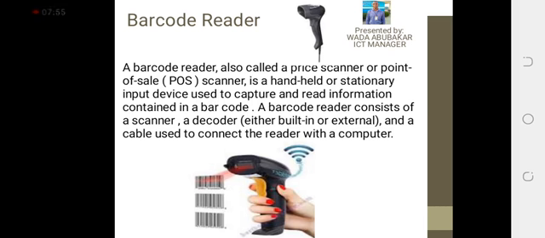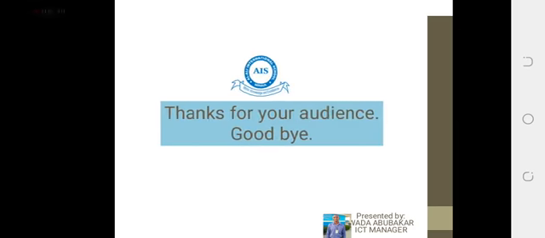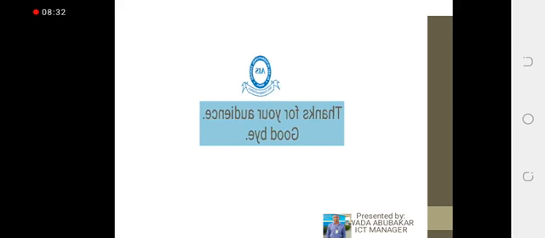It is a handheld or stationary input device used to capture and read information contained in a barcode. So those barcodes you see, your books have barcodes, some devices have barcodes. Anything that has barcodes, the device that can read that barcode is called a barcode reader or barcode scanner. It consists of a scanner, a decoder, either built-in or external, and a cable used to connect the reader with a computer. So take note, these and many more are the input devices of the computer system.